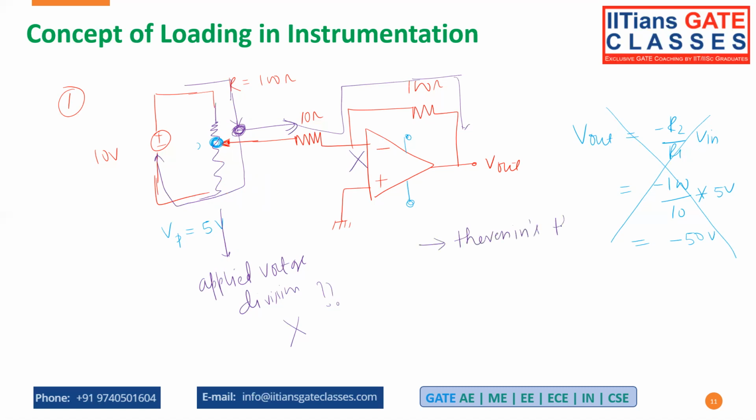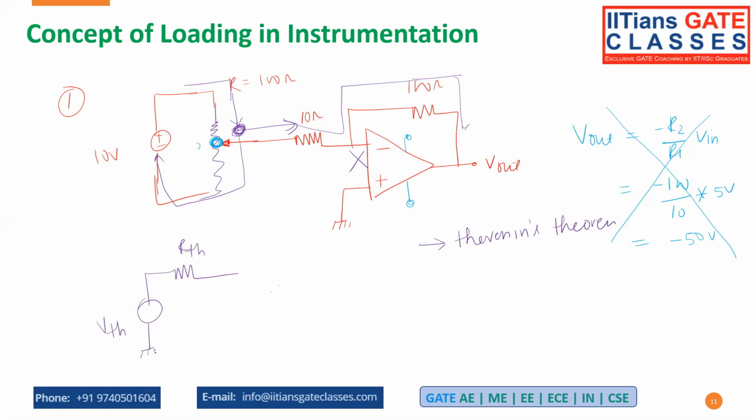Again, this concept you will study in your network theory. So how are you going to apply Thevenin's theorem? Just Thevenize this first circuit, and then connect it to the second circuit, right? So if you Thevenize this potentiometer, then this is going to be RTH, and this side is going to be my VTH, and then you can connect your op amp.